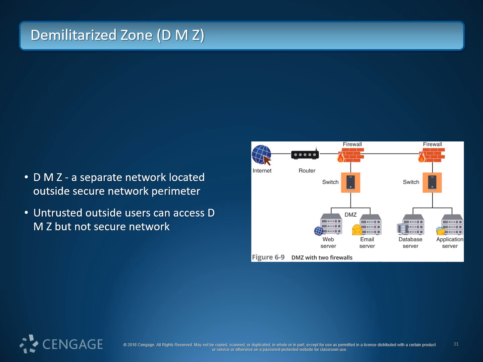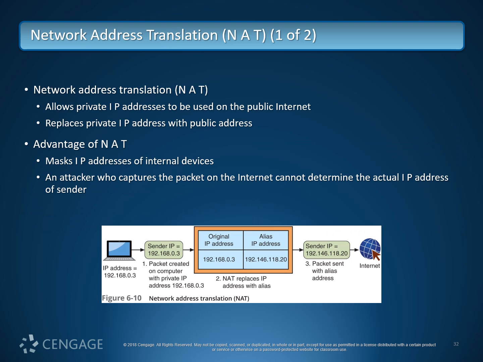Trusted outside users can get into the DMZ, but not the secure network. So even if you're authorized, but you're untrusted, you can get into a portion of this through brute force, but you can't get through both. Again, that's kind of why we talk about the difference between intrusion detection versus intrusion prevention.